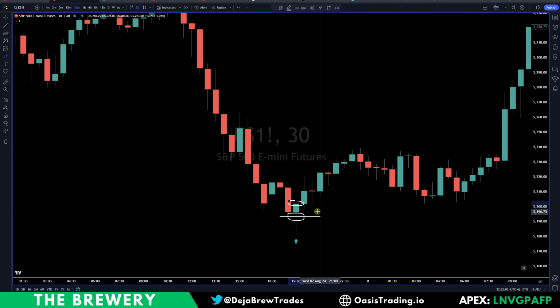So as it retraces the level, you can take a long there, or you can take a long on the 30-minute close. And once again, you target prior levels, whatever you like to target, as long as you are getting at least 1.5 times your risk. Okay? If you're risking 10 points, you want to be getting 15. So stop loss would be below the low of the wick, or if it's too far, you can put it below the level that is being swept.